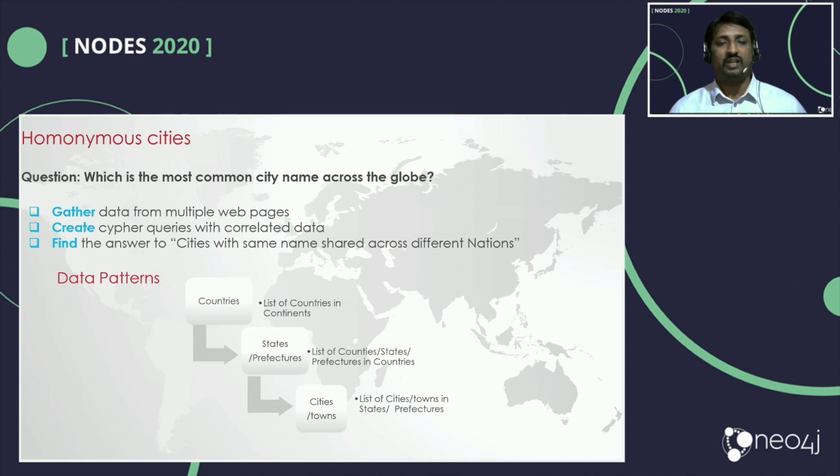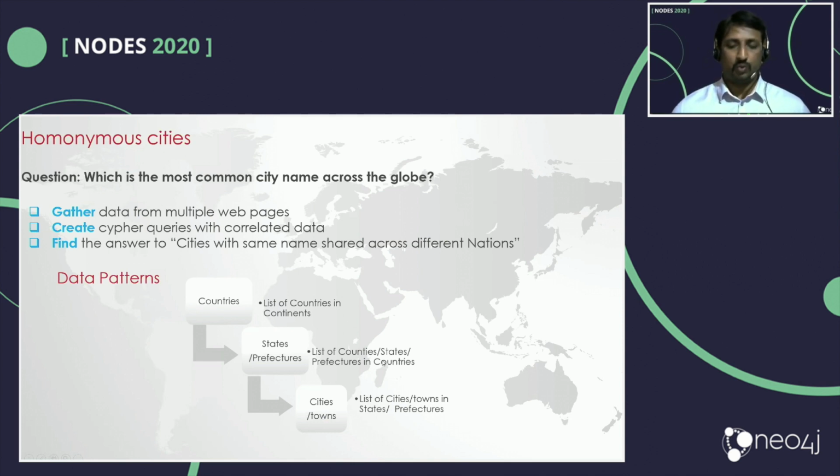Just to understand the data patterns here, it is always good to go in a structured way. If you go in a structured way, we can build the relationships very easily. Now you can go and check directly a list of cities in a specific country. Instead, we go in a stepwise manner: list of countries in continents, then list of counties and states in the countries, then list of towns or cities in that specific state or prefectures.